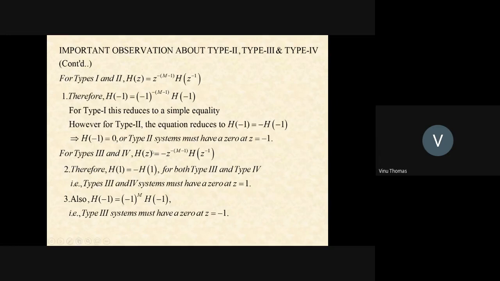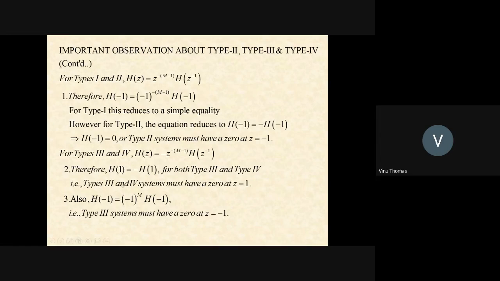And now finally let us put z equal to minus 1 for the type 3 and type 4 equation for antisymmetric FIR filters. Now you see that for type 4 system, this reduces to a simple equality as we had discussed for type 1 system. Type 4 system simply says that H of minus 1 is equal to H of minus 1. So you don't have any information from that. You may or you might not have a 0 from there, which is for you to find out.